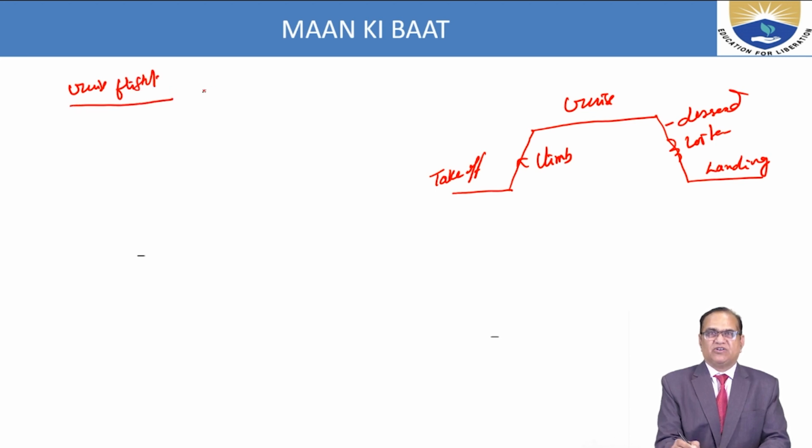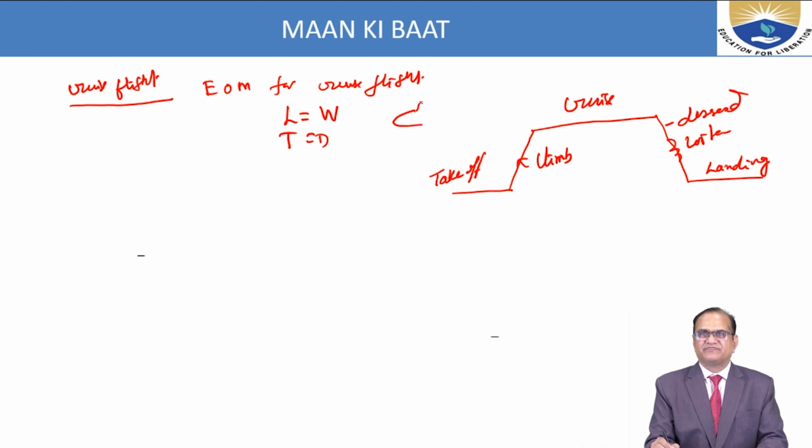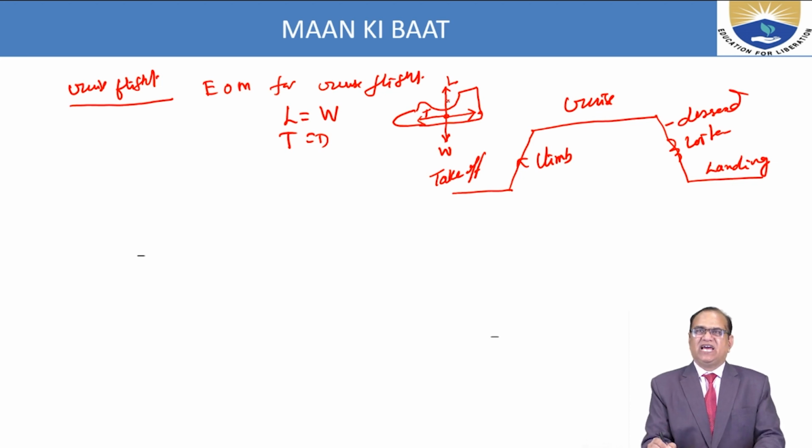We have already derived the equations of motion for the cruise flight, and in this we have found that lift is equal to weight, thrust is equal to drag. If I make the aircraft, this is an aircraft, here is the center of gravity, the weight should counter the lift, there will always be drag, and this will be countered by the thrust. Thrust is produced by the engine, lift is produced by the wing. So for the cruise flight, these are the equations of motion.